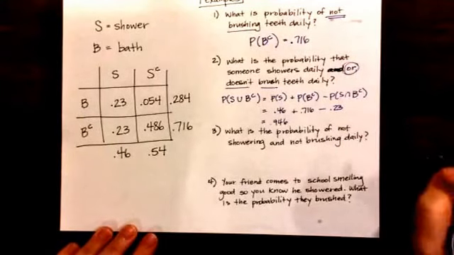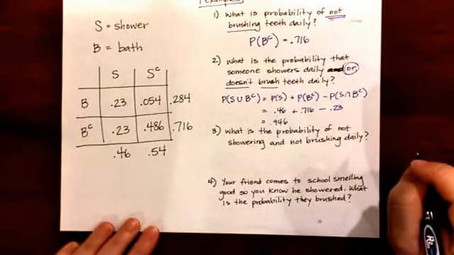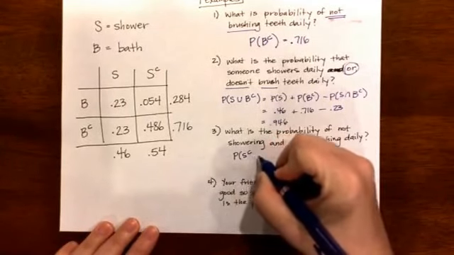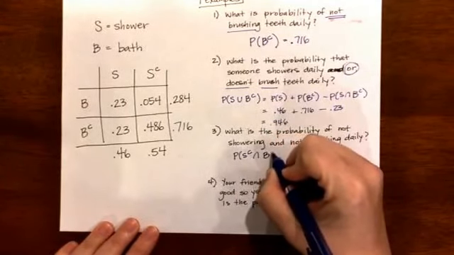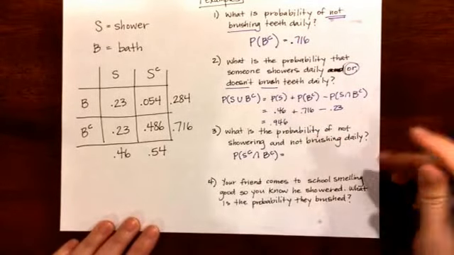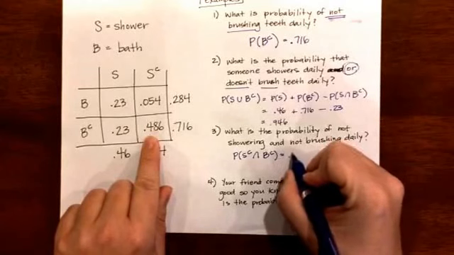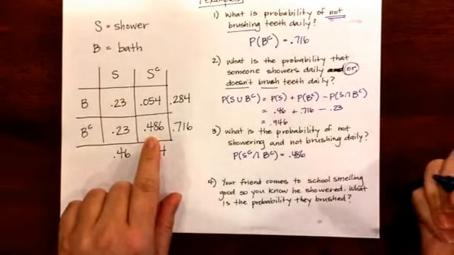We got this. What's the probability of not showering and not brushing? So shower not and brush not. This will be super easy now because your table's done. So shower not, brush not, 0.486. All right, and last one.